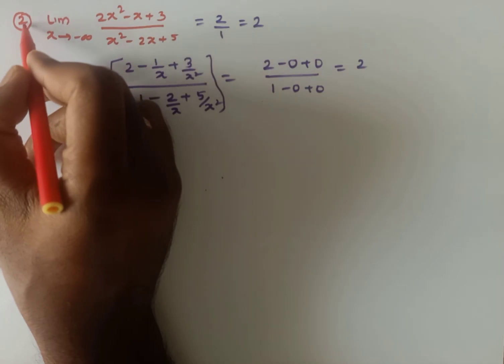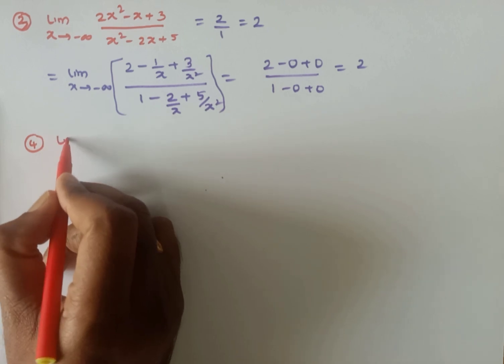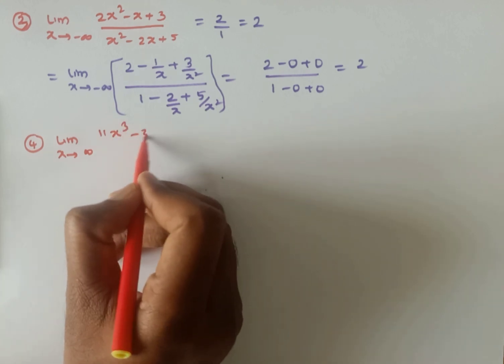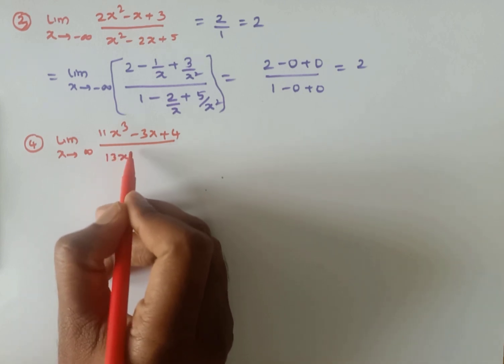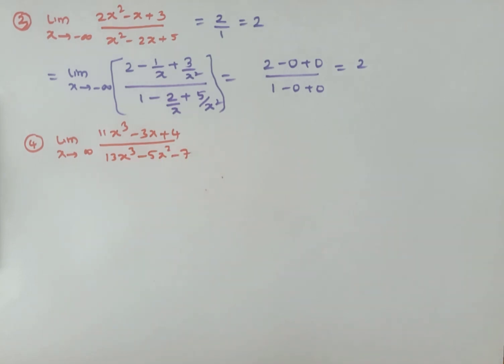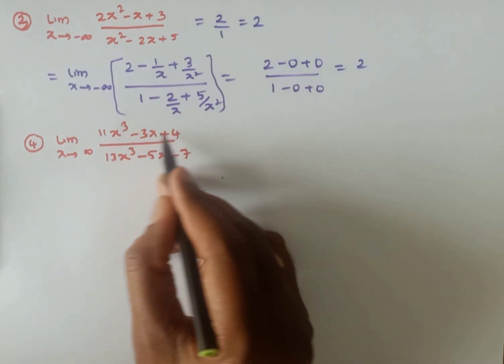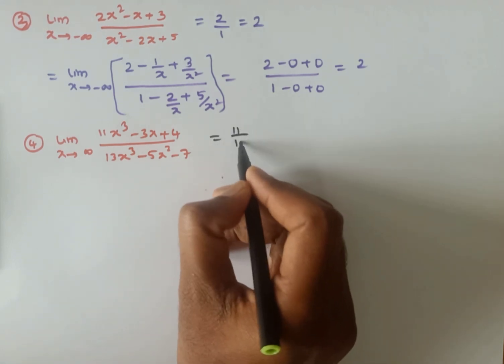Third one, I think it is the third one, then fourth: limit x tends to infinity, 11x cube minus 3x plus 4 divided by 13x cube minus 5x square minus 7. When it is an f by g model, check that the limit is at infinity. And next you need to check that they are polynomials, and the degree of the polynomial in the numerator and denominator. The numerator degree is 3 only, and the denominator degree is also 3. So directly you can say the answer for this, that is 11/13.